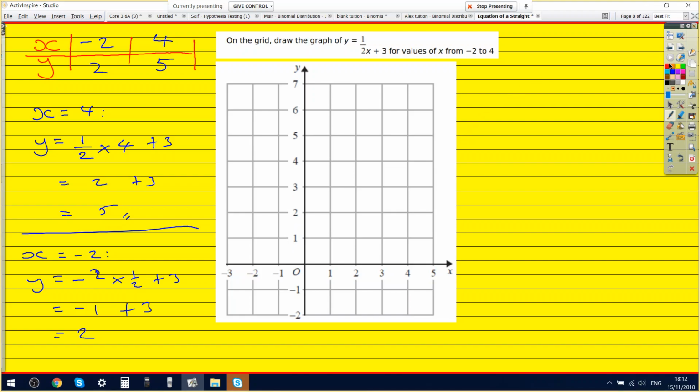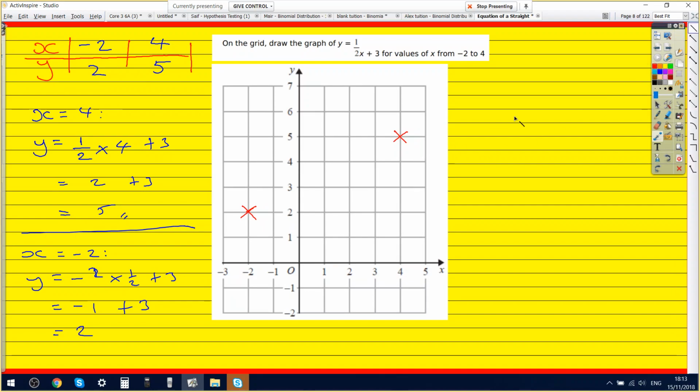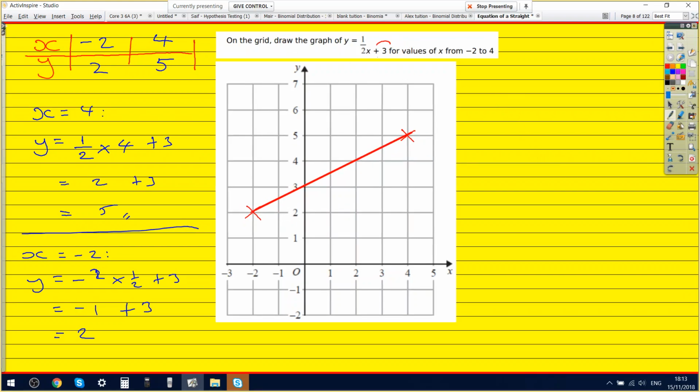And then to plot it, you do -2 and 2. And then 4 and 5. Yeah. And you draw the line. How do you check your answer? If it goes over 3 and 0. Yep, and that's because it was plus 3 there. Because anything times 0 will get rid of the x. Any questions about that? Nah.